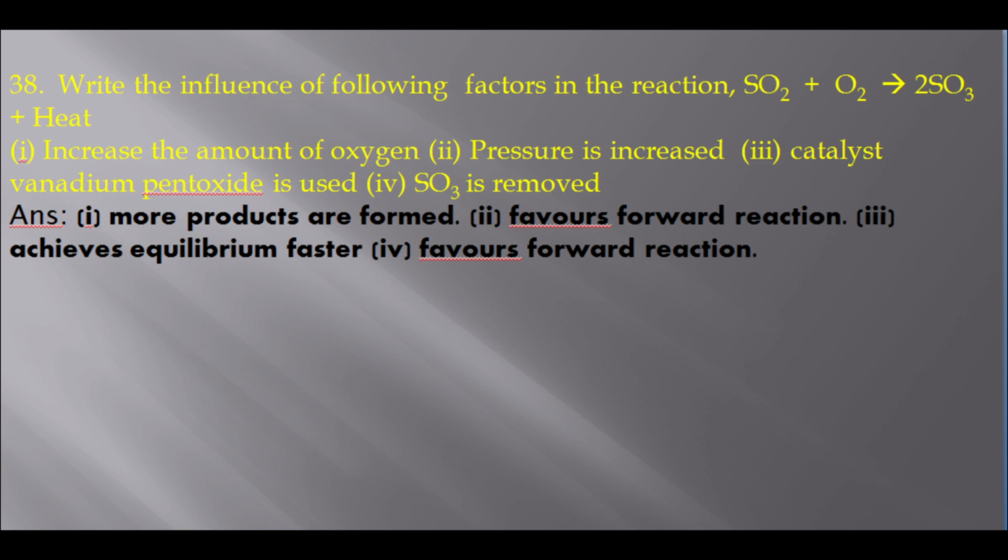The answer for all these questions is that the amount of product produced is increased. The catalyst helps to reach equilibrium faster.